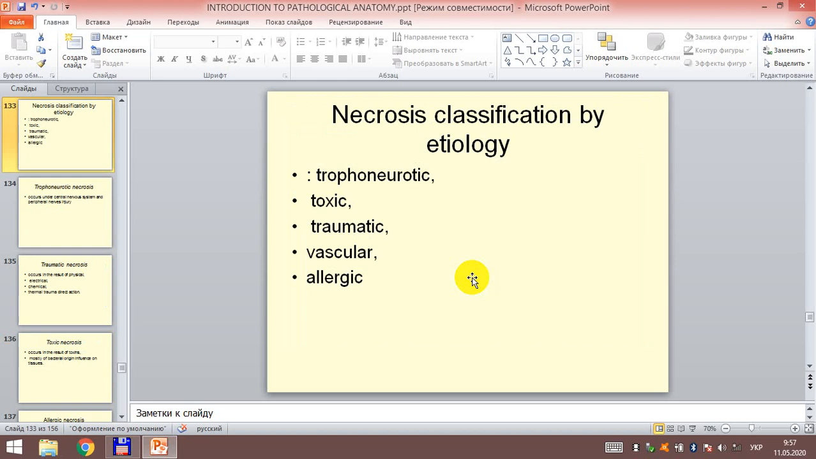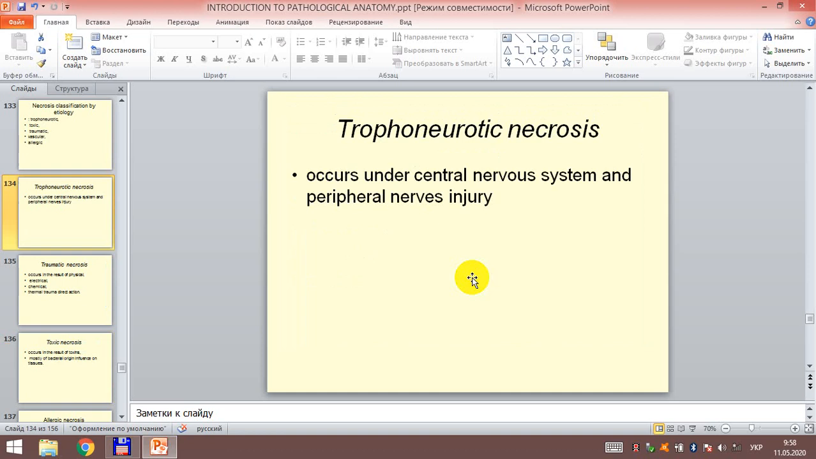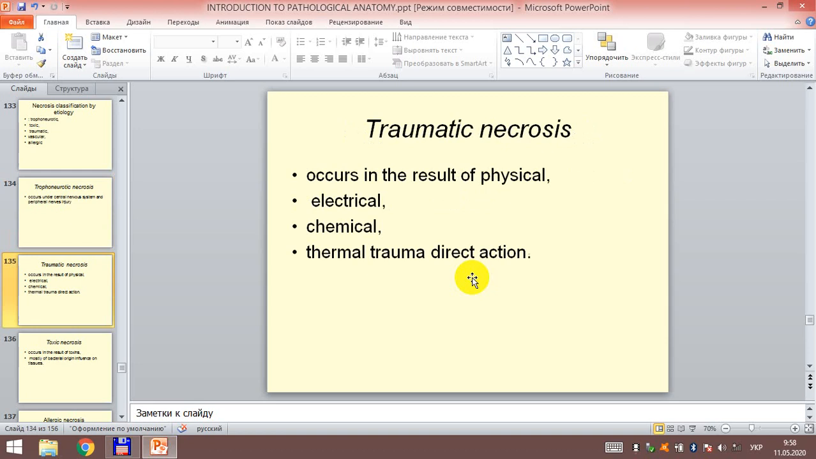Necrosis classification by etiology. As a rule: trophoneurotic, toxic, traumatic, vascular, allergic. Trophoneurotic necrosis occurs in central nervous system and peripheral nerve injury.